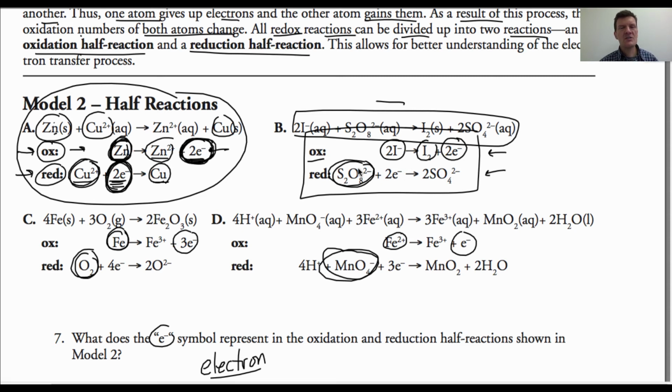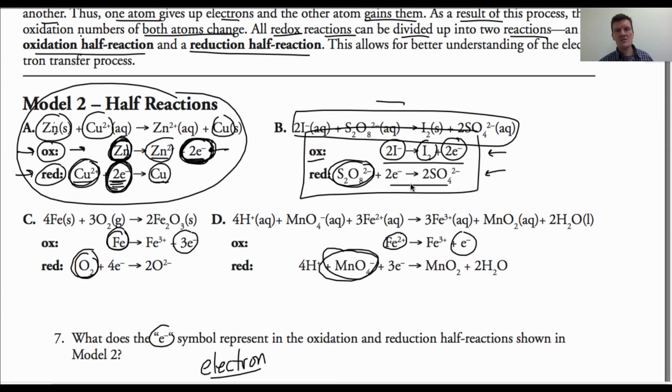By the way, how would you write the half reactions? You would look up here at the original equation, write down the oxidation numbers, and find out what is being oxidized. Write that part separately. What is being reduced? Write that part separately.